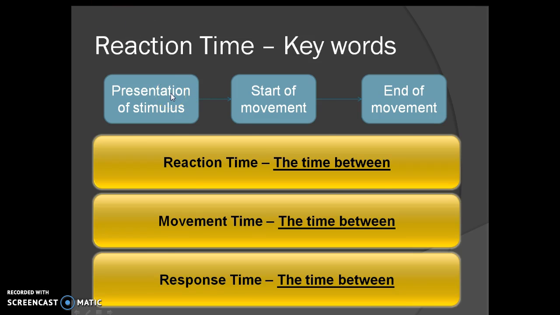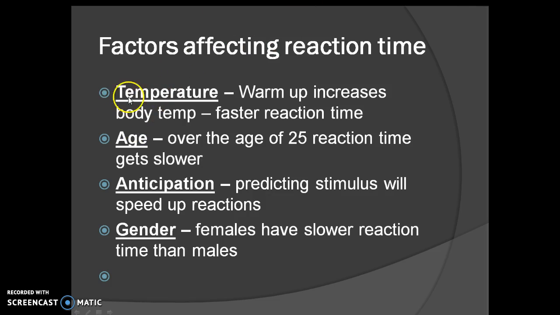Okay, moving on then. What factors affect reaction time? Temperature is the first one. Temperature is extremely important. You will know yourself, you go into a football, hockey, rugby, netball game, you haven't warmed up, and you feel a bit sluggish. You can't move as quickly as you like. That's because your body temperature is low. So if you do a warm-up, it increases your body temperature. As a result of that, it will lead to faster reaction times.